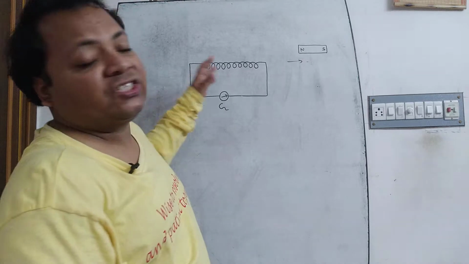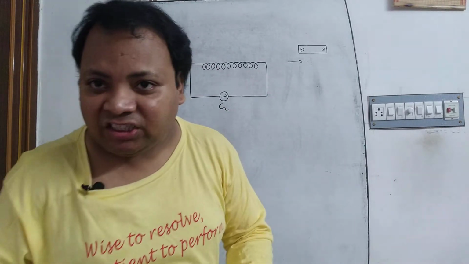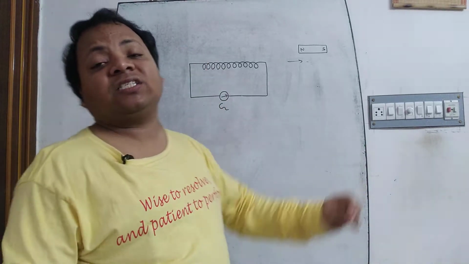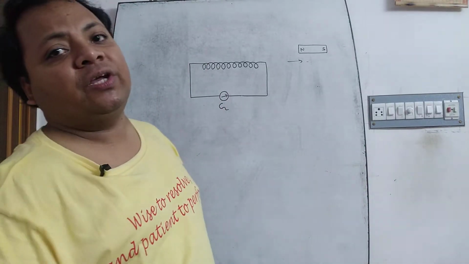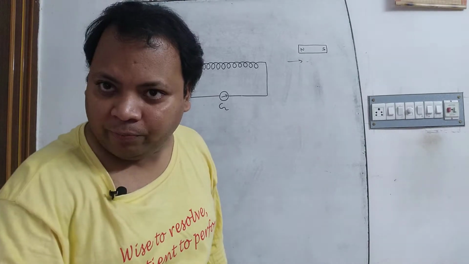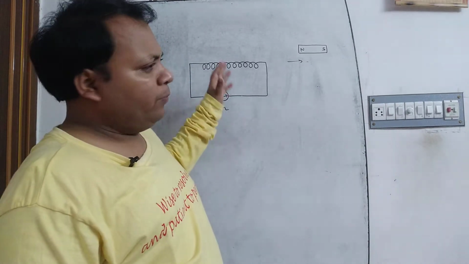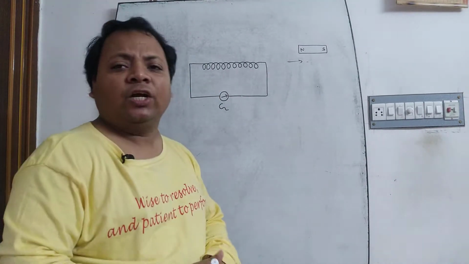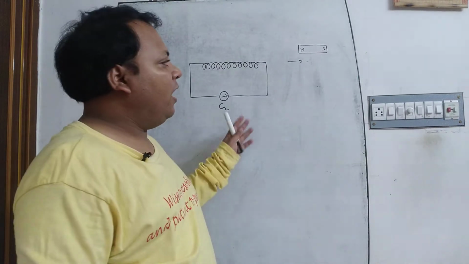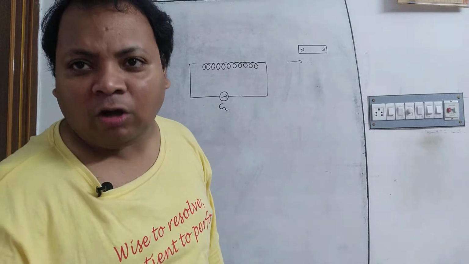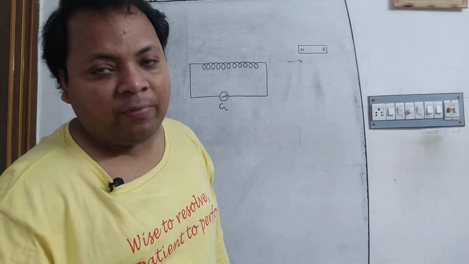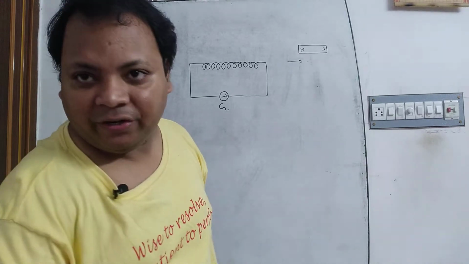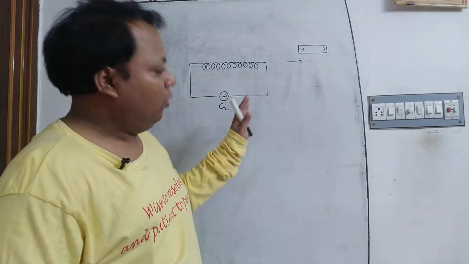This phenomenon is known as electromagnetic induction. And this current is known as induced current, and this EMF is known as induced EMF. From this experiment, Michael Faraday stated two laws. These laws are known as laws of induced EMF, or laws of electromagnetic induction, given by Michael Faraday. Let's see the laws.